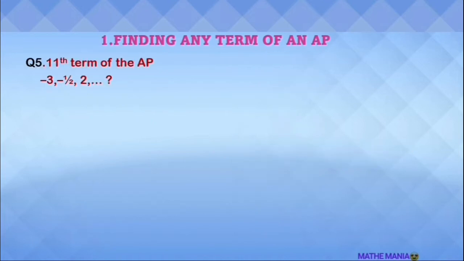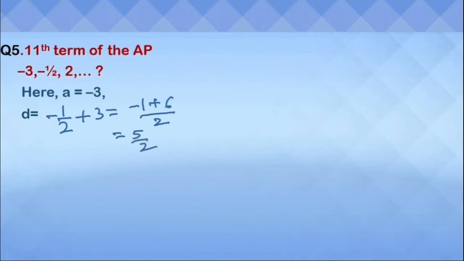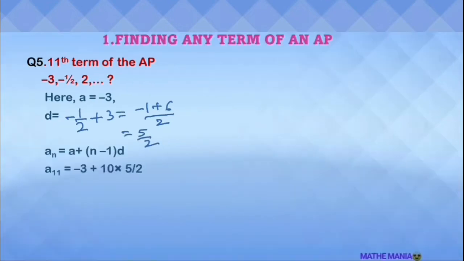Let's take another example. Here we have to find out the 11th term of the AP. So d is equal to minus 1 by 2 plus 3, equal to minus 1 plus 6 upon 2 on taking LCM, which is equal to 5 upon 2. Using this in the formula, we get a11 is equal to minus 3 plus 10 into 5 by 2. 10 and 2 will cancel, and so minus 3 plus 25 is equal to 22. So I hope the method is clear to all of you.